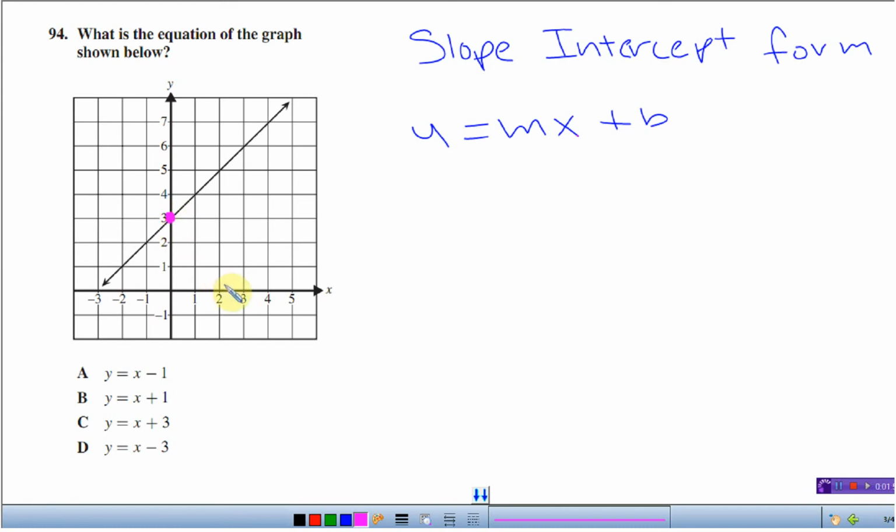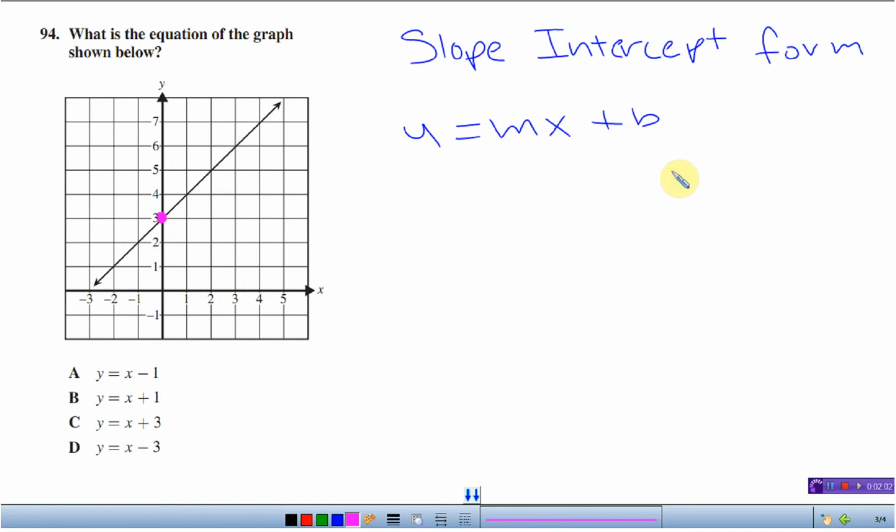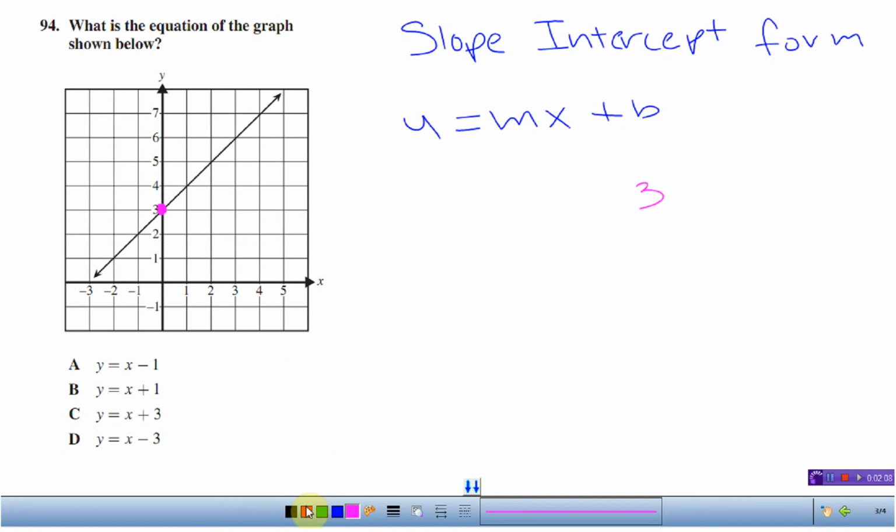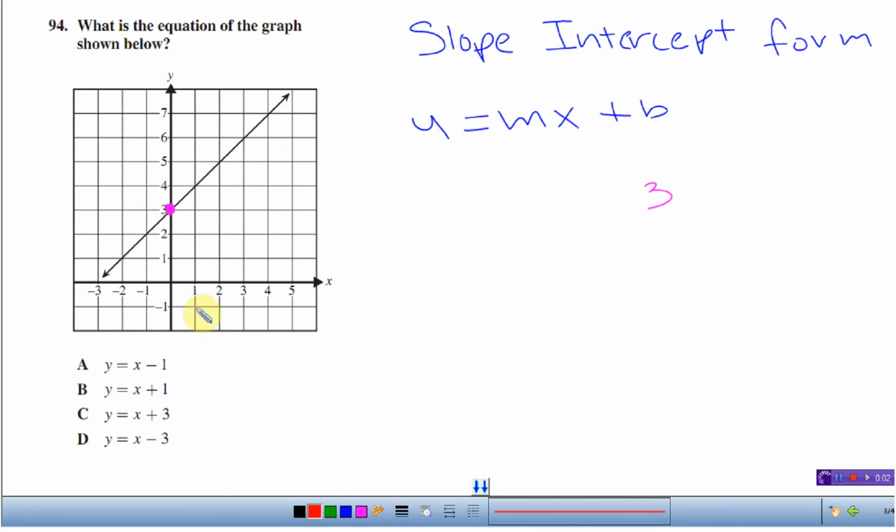So the first question is, where does the boyfriend live? Well, the boyfriend, the y-intercept, lives at 3. So what you would do here is put 3 in for B. The second part is they want to know what is the slope. And the slope is where mama lives.